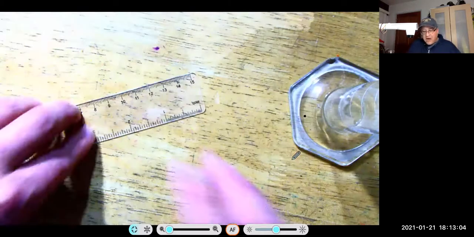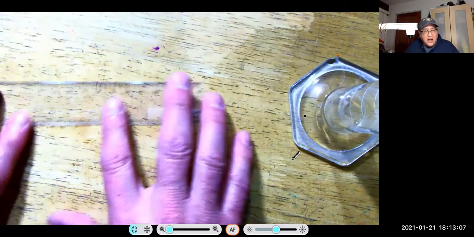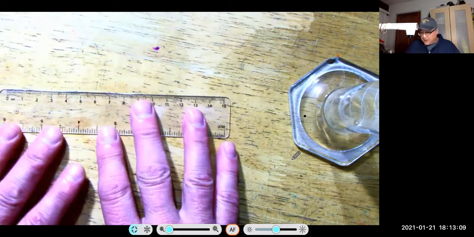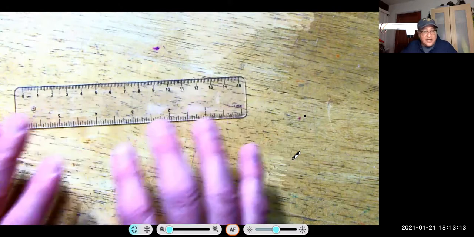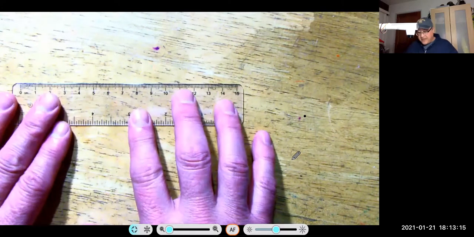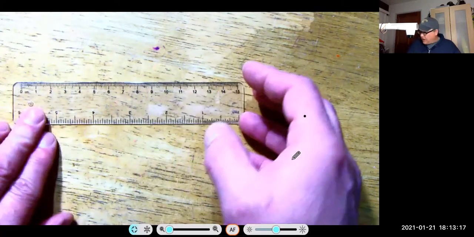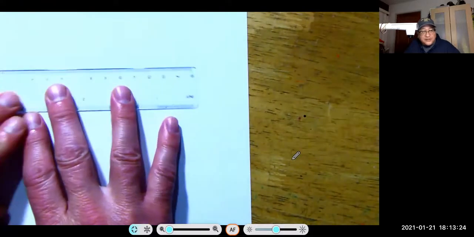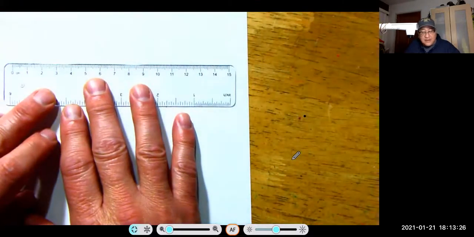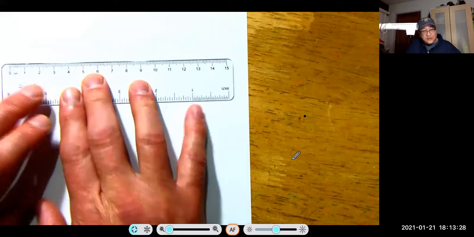So how do you use an analog scale when you're measuring things? Well, the best way for me to show you is to use an analog scale and show you how to do that. Now, I'm going to put this on a piece of paper because part of your procedure, even though we haven't looked at it, is to take your ruler and make a paper ruler. So this is how you do it.